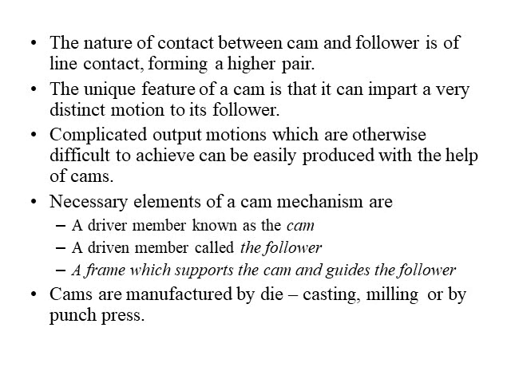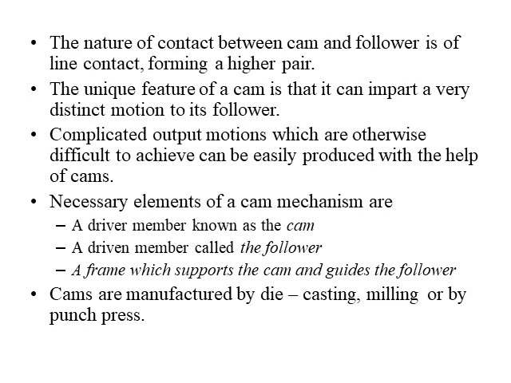One more important, or you can say unique, feature of a cam is that it can impart a very distinct motion to its follower. When we say a very distinct motion, it means that the follower motion can be predetermined, and this can be done according to the shape of the cam. Cams are usually rotated at a uniform speed by a shaft. Because the follower movement can be predetermined, complicated output motions which are otherwise difficult to achieve can be easily produced with the help of cams.